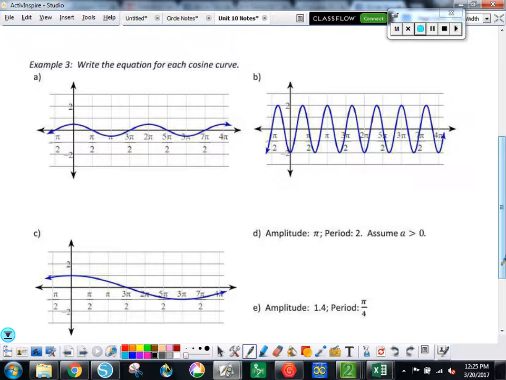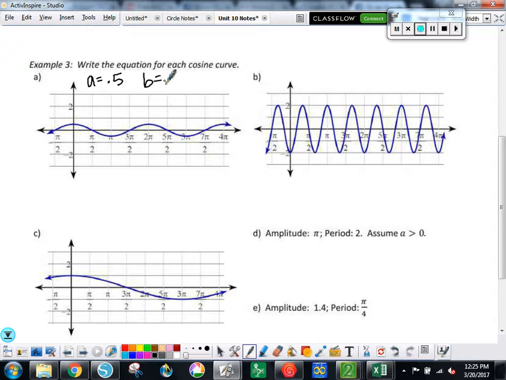Okay, so let's write the function here. In order to write the function, what do we need? A equals what? Guess, 0.5? I'm good with 0.5. Make sure to notice if it goes up or down first. If it goes down first, then A would be what? Negative, good. B equals what?